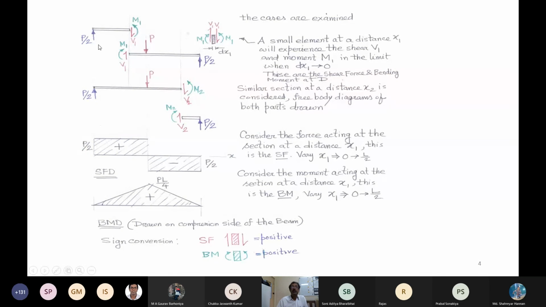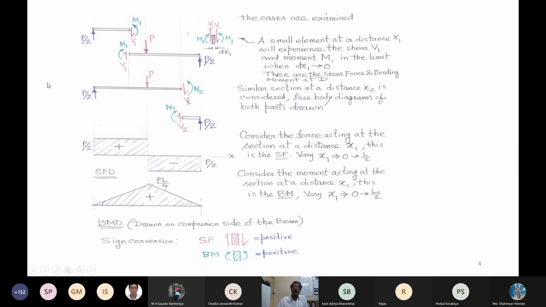And for the moment, it is P by 2 into x1, and x1 varies from 0 to L by 2, so it is up to PL by 4. You come from here, you again see what you have considered. If you consider the left part, it will be anti-clockwise moment positive. If you are looking towards your right, it is anti-clockwise positive. Sorry, if you are looking towards your left, it is clockwise moment positive like this. If you look towards your right, your anti-clockwise is positive.